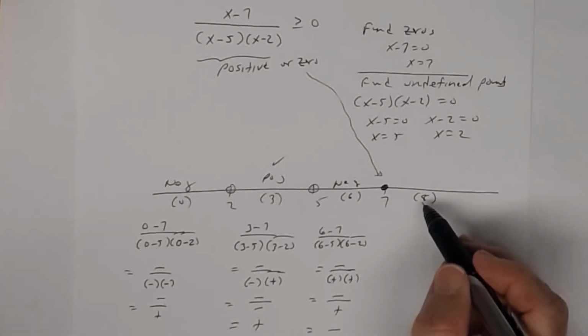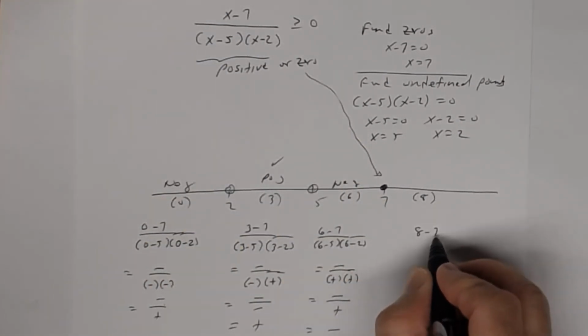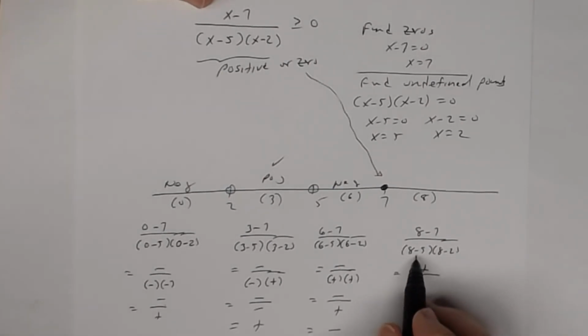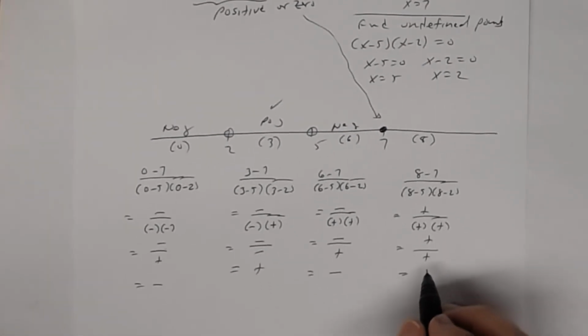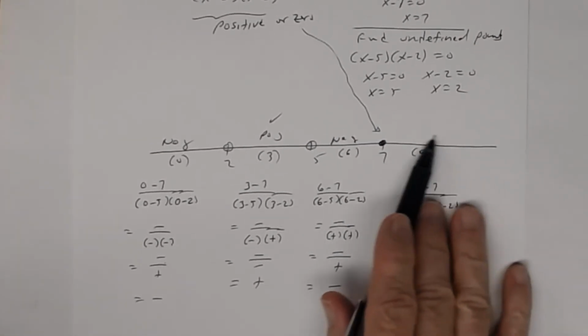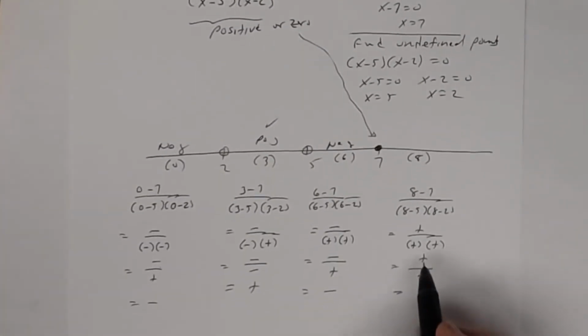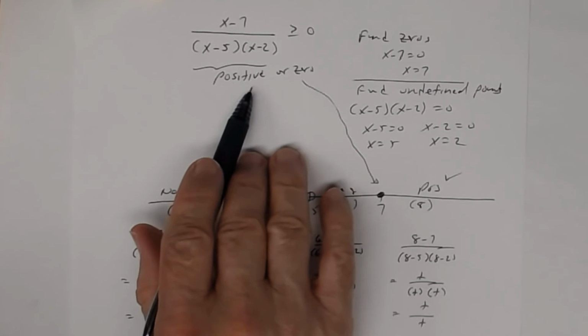Let's go to the very last one now. We're almost done. If x is 8, do the same thing. Substitute 8 for x. So I get 8 minus 7 divided by 8 minus 5 times 8 minus 2. 8 subtract 7 is a positive 1, so the numerator is positive. 8 subtract 5 is a positive 3, and 8 subtract 2 is a positive 6, so the denominator is positive times a positive, which is positive. A positive divided by a positive is a positive number. So if I had chosen any real number in that interval, that rational expression would have been positive, which makes this a solution because that's what I want. I want greater than or equal to 0.